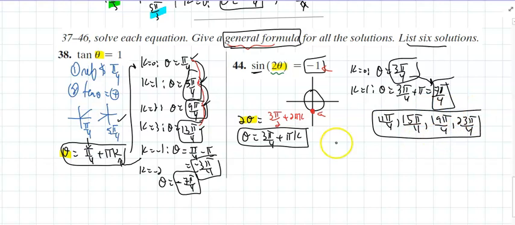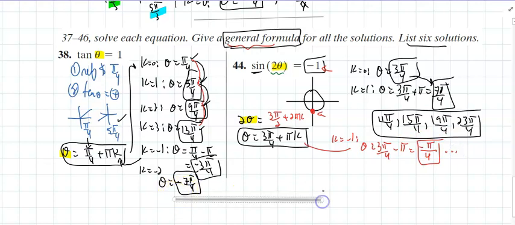You could say, you know what, I want k to be -1, just for the heck of it. You say, okay, well, theta equals 3 pi over 4 minus pi, that is negative pi over 4. That could count. And you could find a few negatives if you wish. It's up to you. Whatever makes you happy.